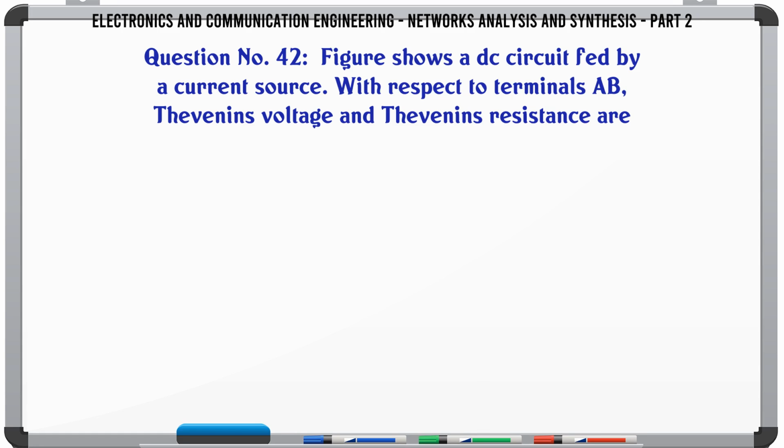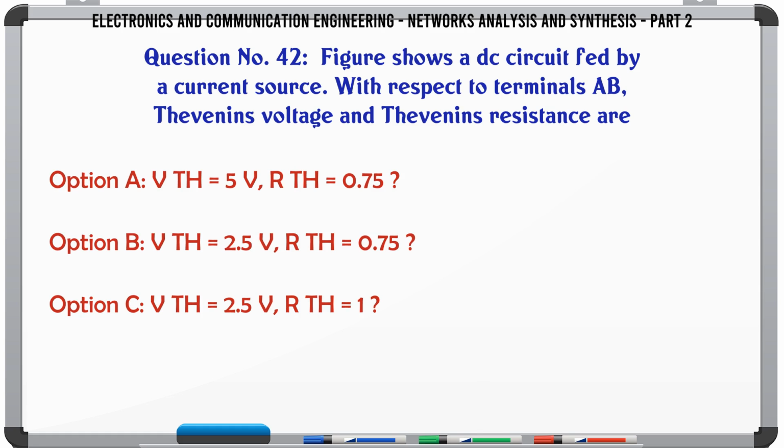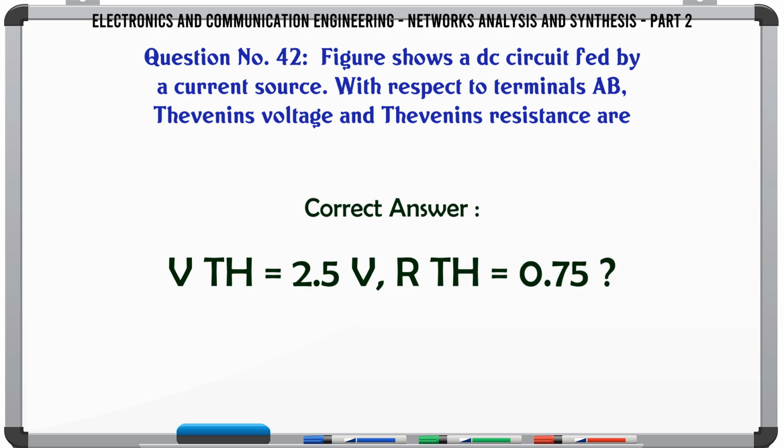Figure shows a DC circuit fed by a current source. With respect to terminals AB, Thevenin's voltage and Thevenin's resistance are: A V at 5 V, R at 0.75, B V at 2.5 V, R at 0.75, C V at 2.5 V, R at 1, D V at 5 V, R at 1. The correct answer is V at 2.5 V, R at 0.75.